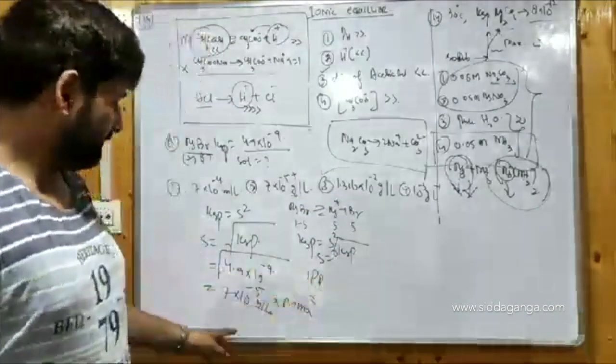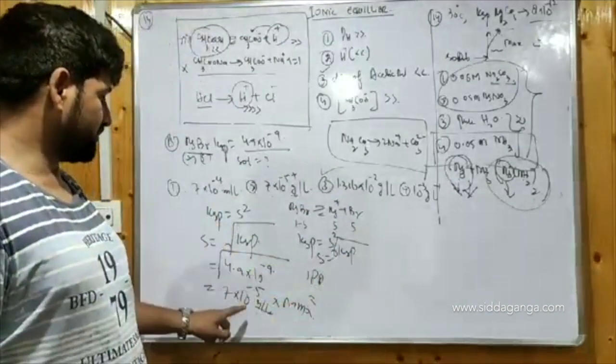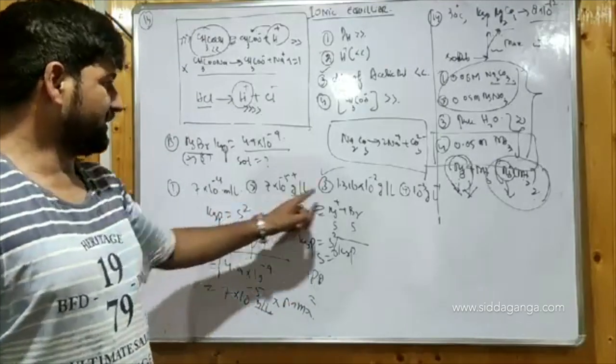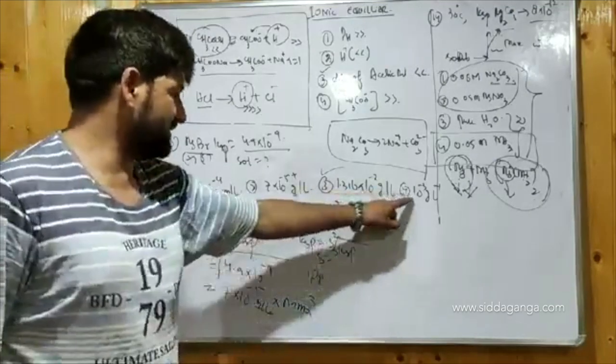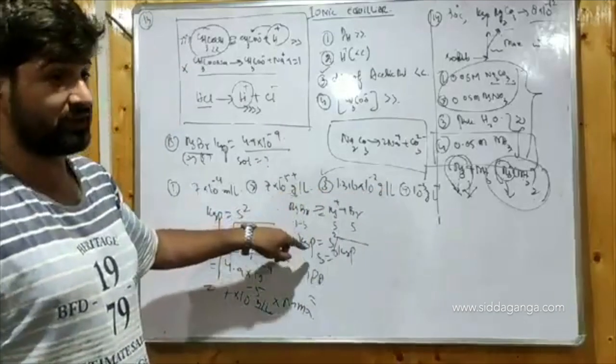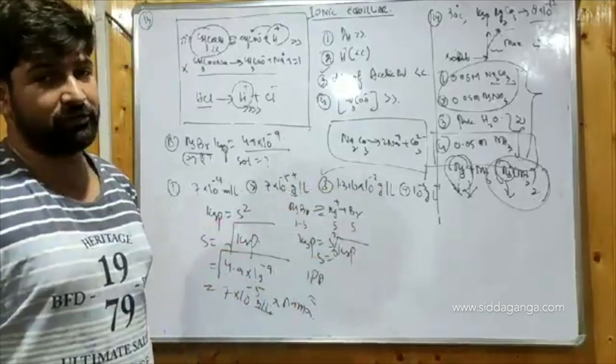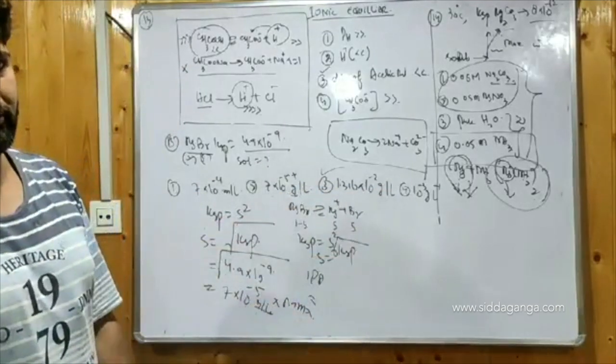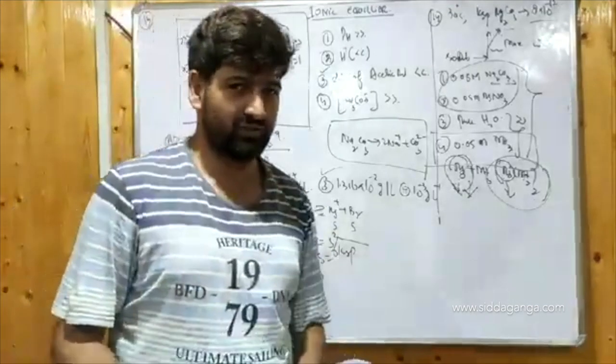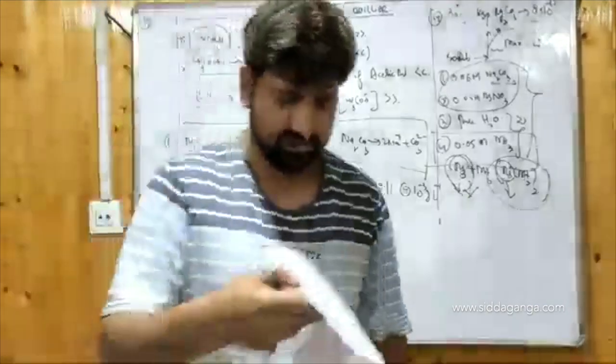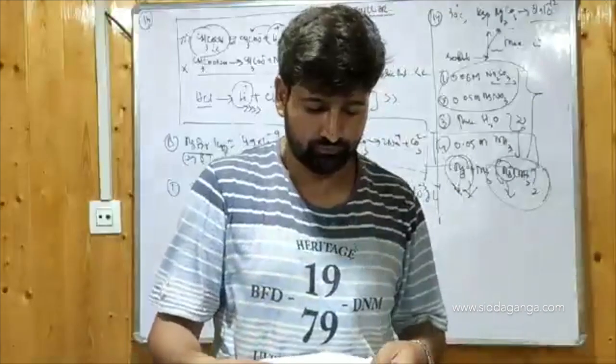Right or not? If your answer was in moles per liter, some option would be matching with 7 into 10 to the power minus 5, then you could pick it up. But none of the options matches 7 into 10 to the power minus 5 moles per liter. It's grams per liter, so convert that into grams per liter. That will be multiplied by the molar mass, so it will be grams per liter respectively. Solve it and get it done. Clear, children?